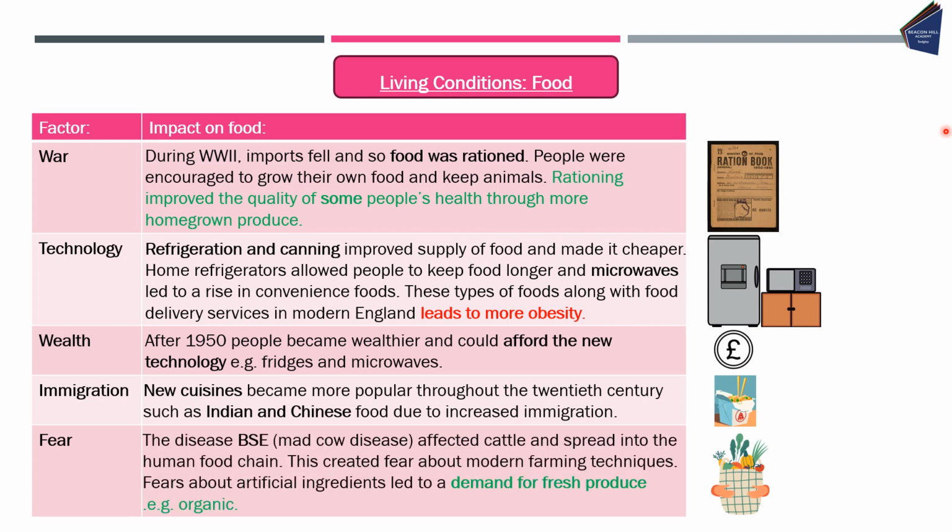And finally, we have fear. So the disease BSE, also known as mad cow disease, affected cattle, and spread into the human food chain. There was a real worry about this, and this led to a demand for fresh produce. So you will see in the supermarket that organic produce is available to you, and there was a real worry that people needed to buy this kind of produce to improve their health, again towards the end of the 20th century.